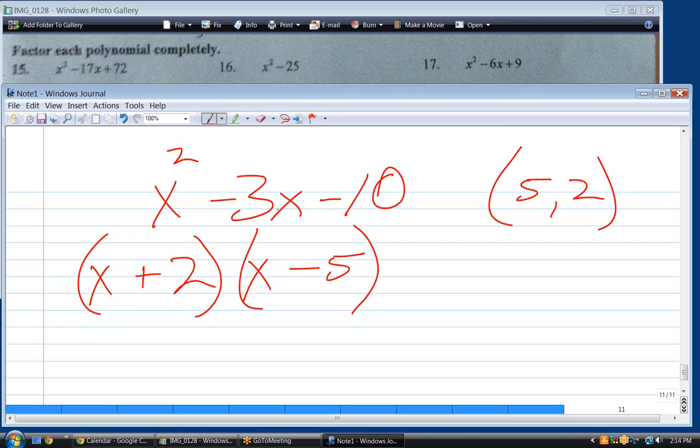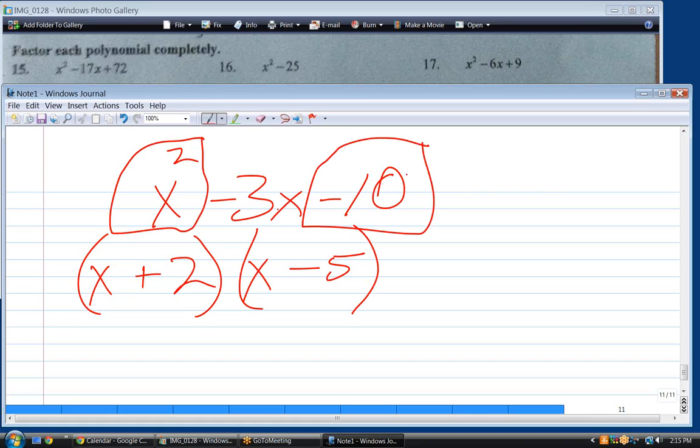Now, there's one last step when I factor, and this is key. In fact, this is huge. I don't need to check to see if that term is correct. I don't need to check and see if that term is correct. The way I did my factoring, I came up with x and x based on the fact that it came to x squared. And I came up with 2 and 5 based on the fact that it multiplied to minus 10. The only term that I really want to check is the middle term.